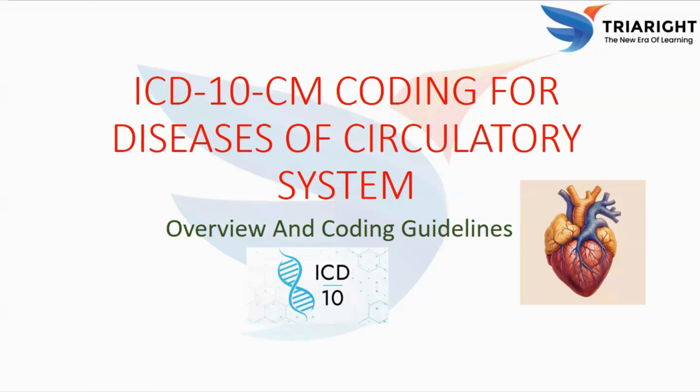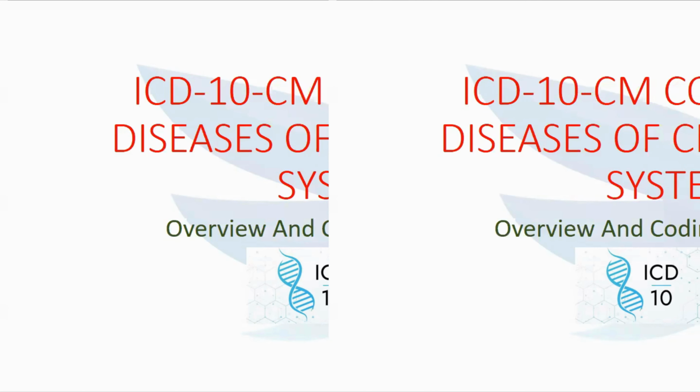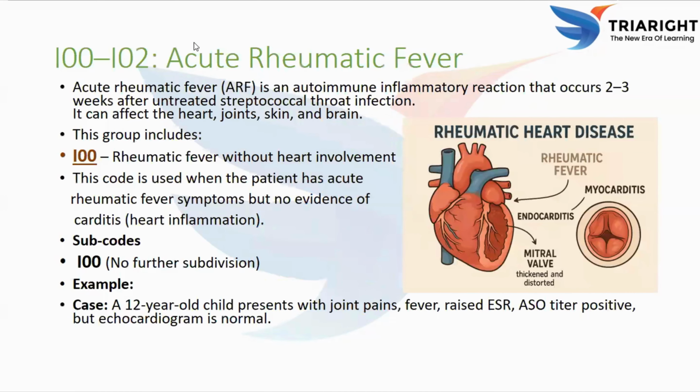We are going to learn about the ICD-10 classification for the diseases of the circulatory system. You will be able to know how they are classified and what the subcodes and examples are. So now let's go into the topic I00 to I02.